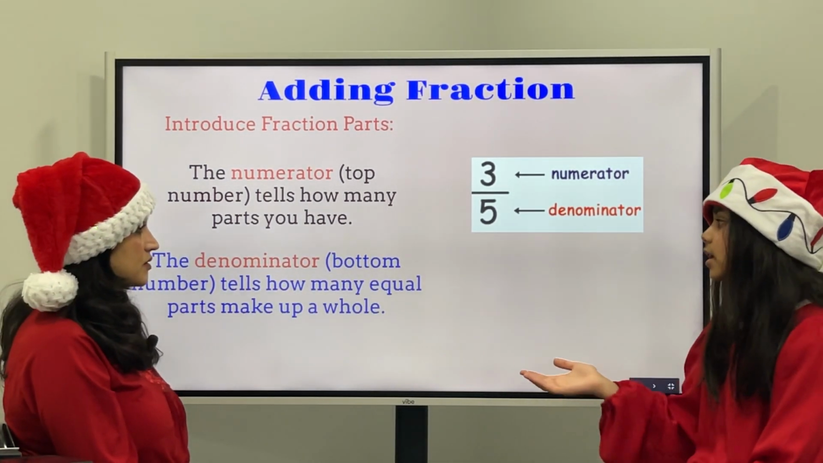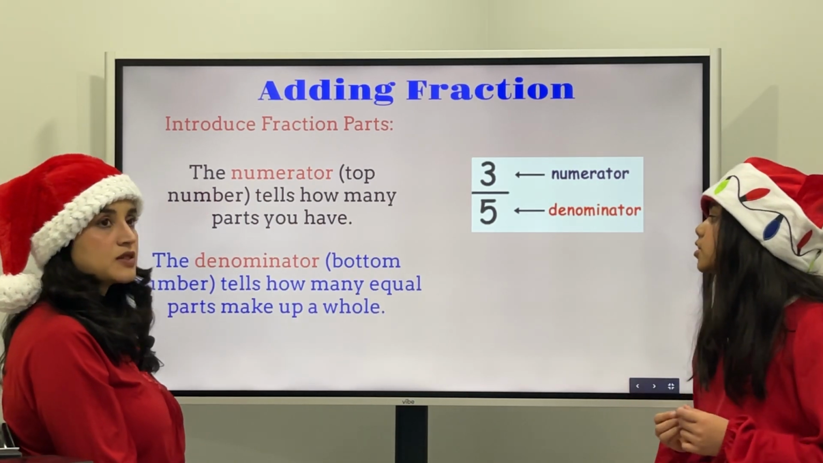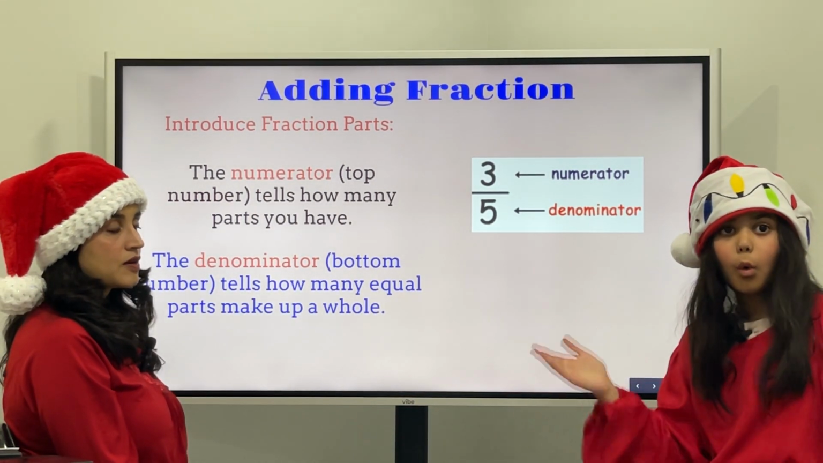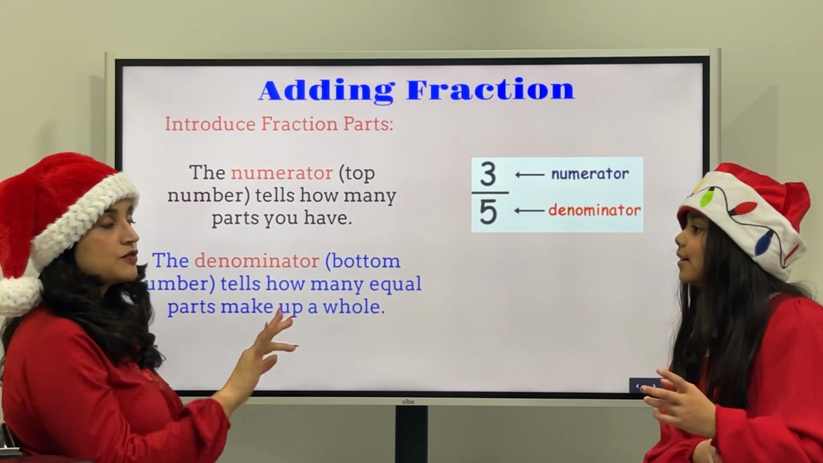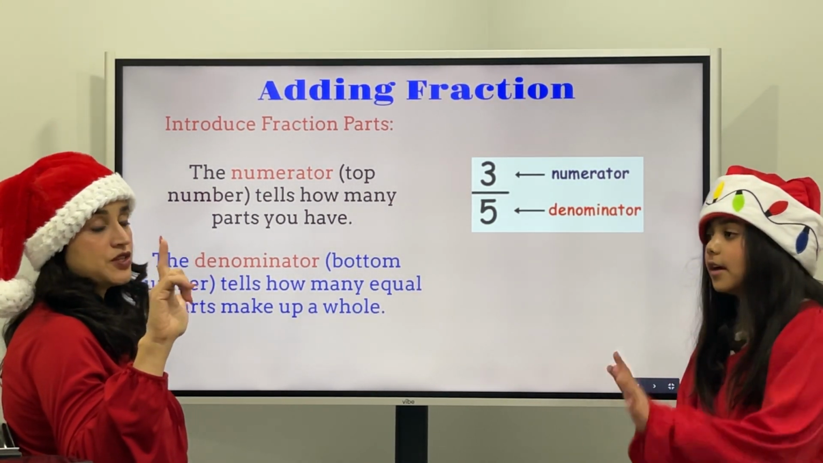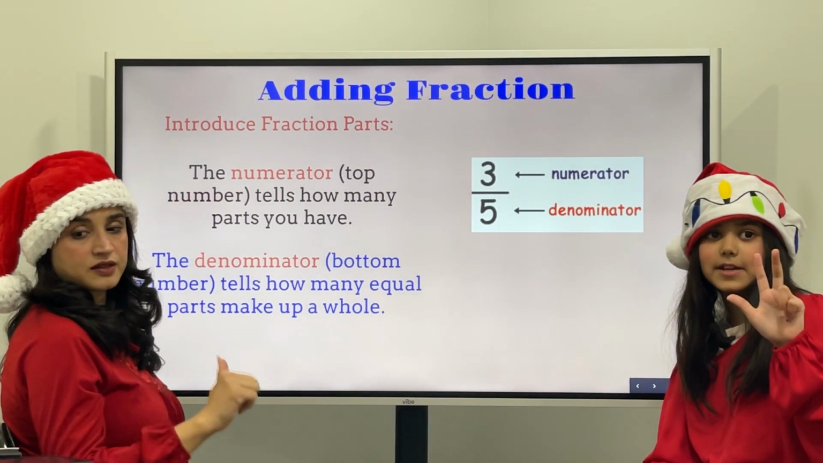And then the denominator is the bottom number. It's the total number, which tells you how many parts make the whole thing. So I have 5 chocolates, and you eat 3 chocolates.